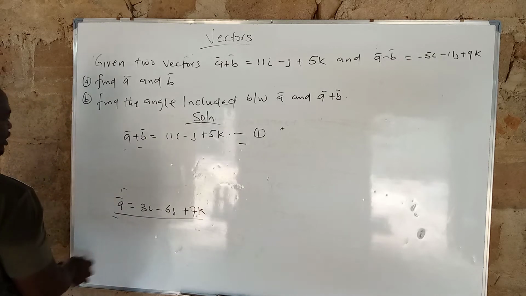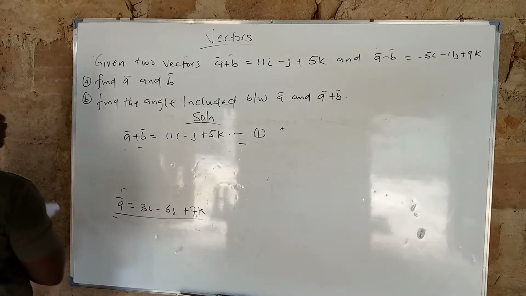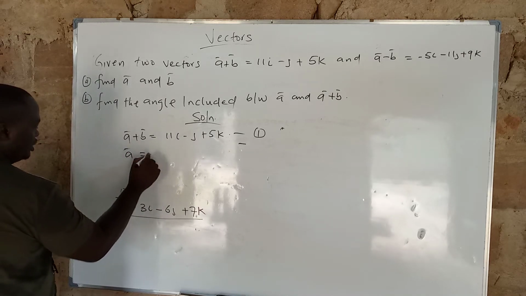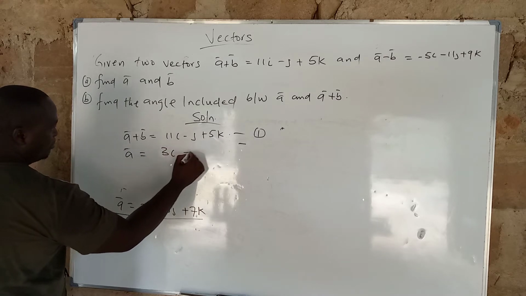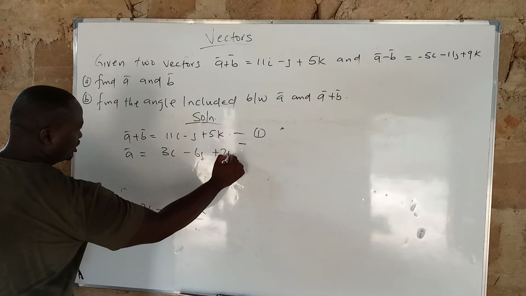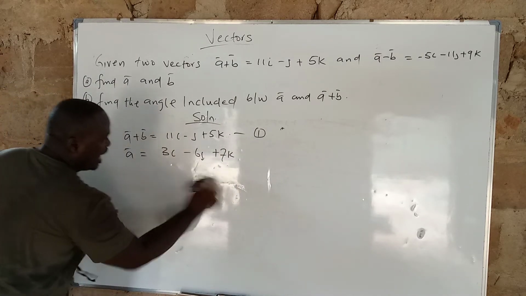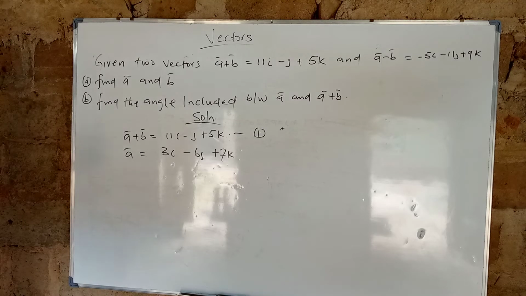Now these are the two things we need. A plus B is already given, and you have already calculated A. Your vector A is equal to 3i minus 6j plus 7k, right? Now they want the angle included between these two quantities, and like I said, it is the dot product. Now life is easy. All we need to do is get A.